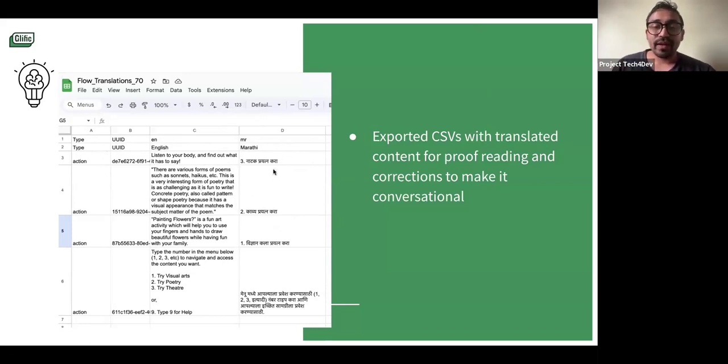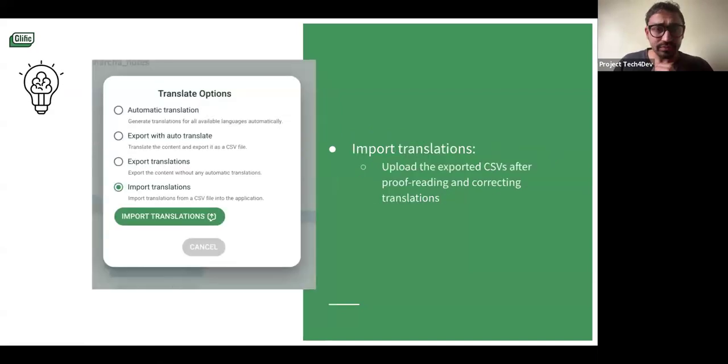Now you can either directly upload it as a CSV if you're satisfied with the content, or if you're not happy with some of the sentences, you can change them and then upload the translations. That way it will reflect what you have translated. So you'll have help from auto translation, then you can correct it and then upload it.